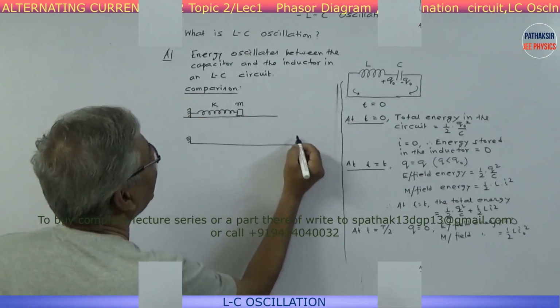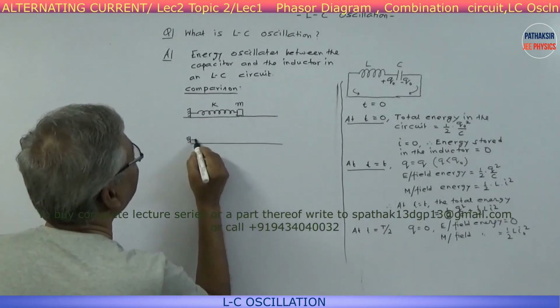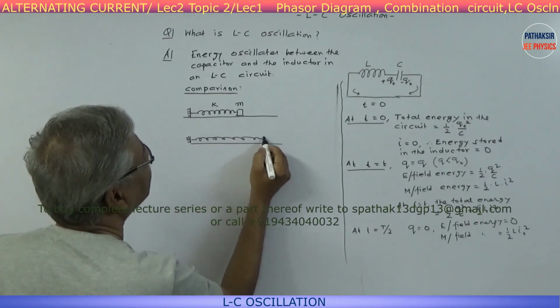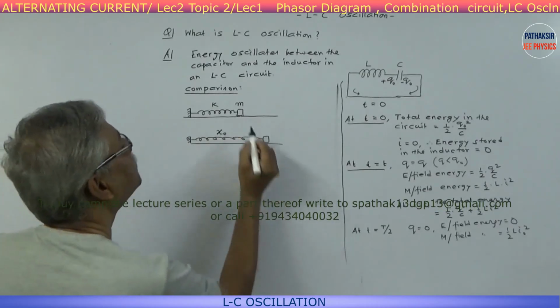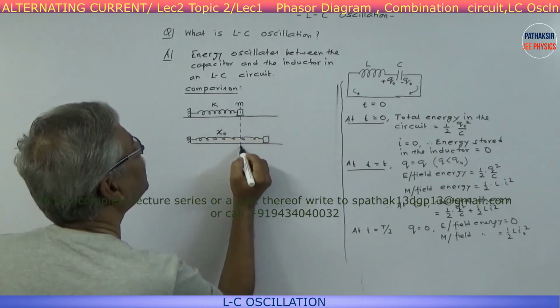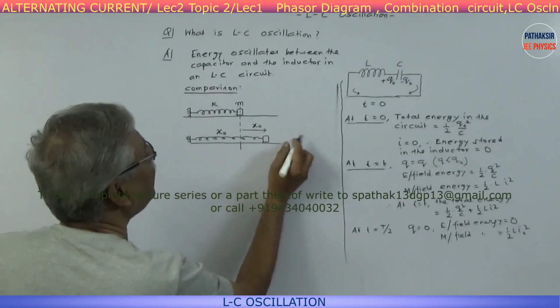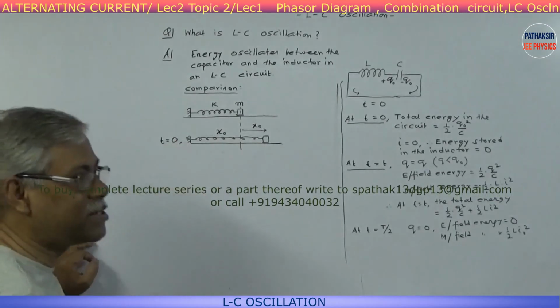And at t equal to 0, the spring is stretched. Elongation in the spring is x naught. This is the situation at t equal to 0, at the starting instant.